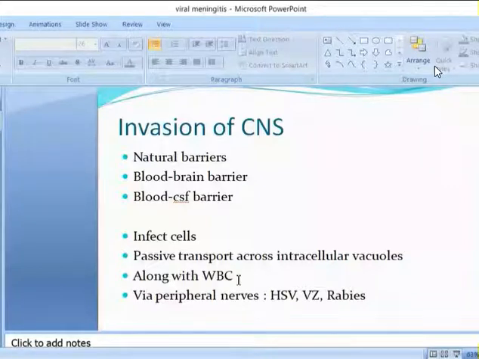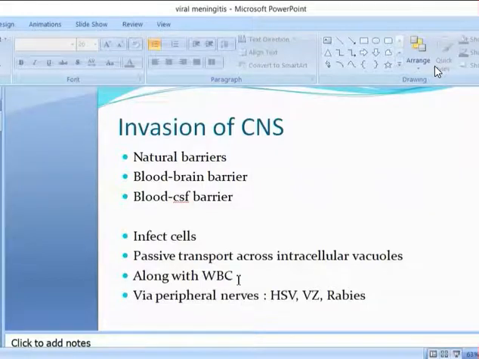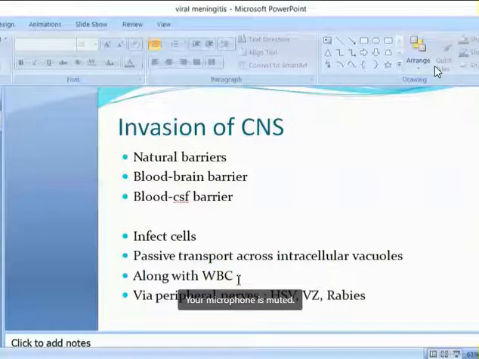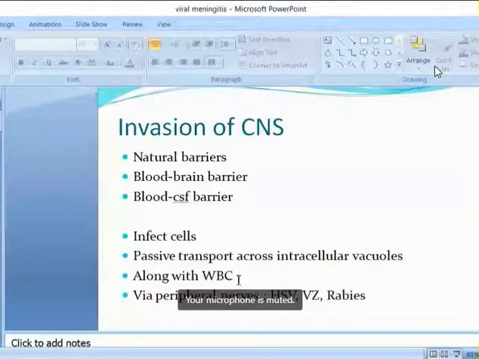For example, in case of varicella zoster virus, or herpes simplex virus, or rabies. Okay, so in rabies, you will see that the virus never enters the bloodstream. They travel along the sheaths of the peripheral nerves, and then they finally reach the central nervous system. So these are the ways how the viruses can reach the CNS to infect the cells or the membranes around the brain parenchyma.